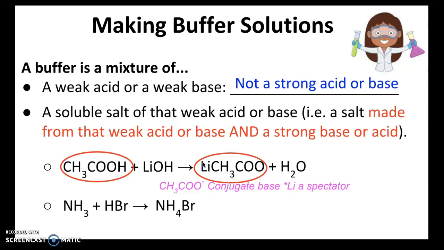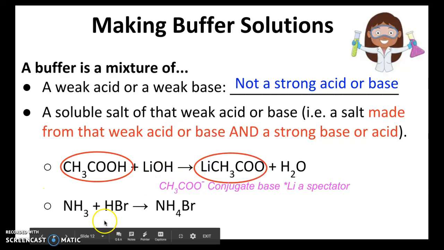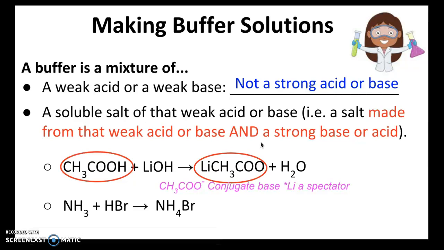Let's take a look at the second example. Here we have ammonia, and we should know that technically in water, this should be NH4OH. I was being a little bit lazy here, but when you mix an amine with an acid, here hydrobromic acid, which is a strong acid, it's going to form an ammonium salt, right? So which two of these would make the buffer?